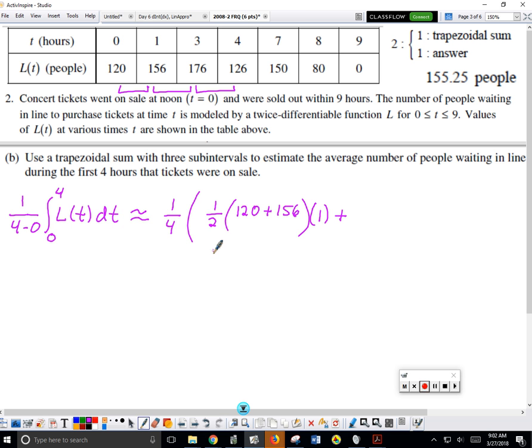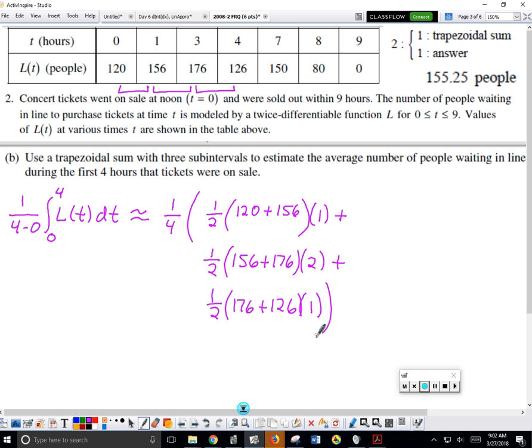Plus, I do it again. So that would be 1/2 (156 plus 176). The dt for that subinterval is 2. Plus, let's see, 1/2 (176 plus 126). The dt for that subinterval is 1, close parenthesis.